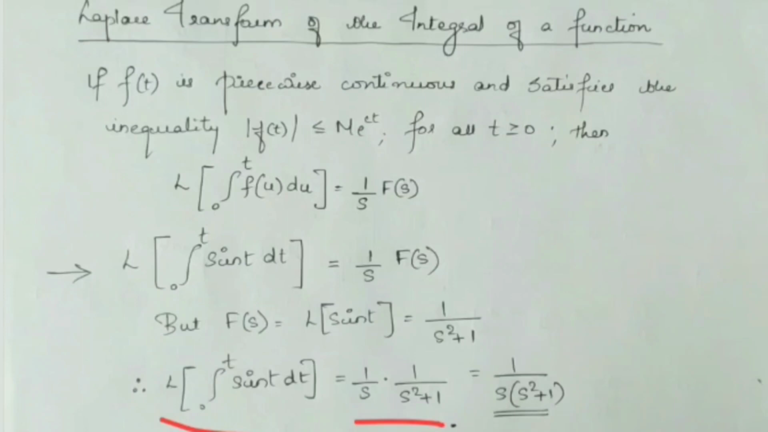That is the Laplace transform of sin t. Therefore, Laplace of integral 0 to t sin t dt is equal to 1 by s into (s square plus 1).